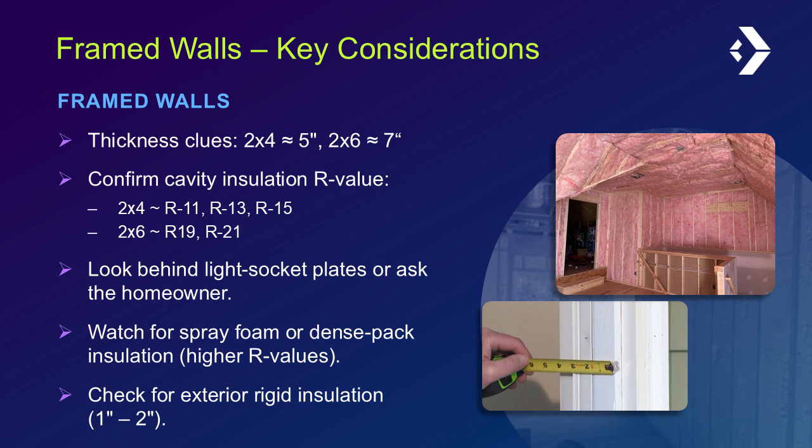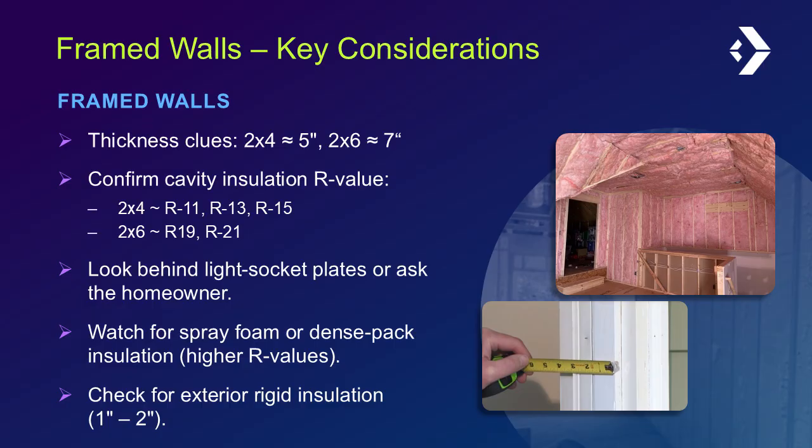Framed walls are typically built with a standardized frame depth. 2x4 or 2x6 are the most common. Be sure to add in the sheathing and drywall. And remember, a 2x4 framed wall is just about 5 inches thick, and a 2x6 is just about 7 inches thick. Next, see if you can confirm the R value of the cavity insulation.